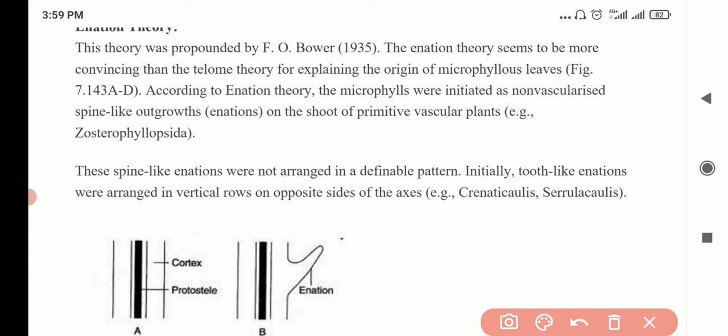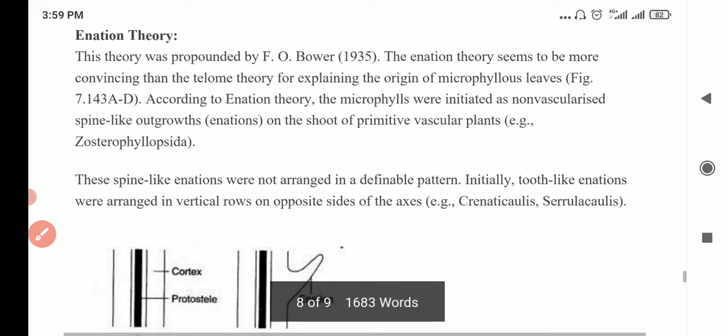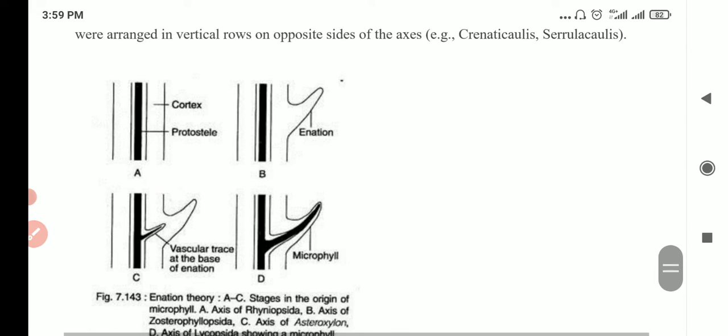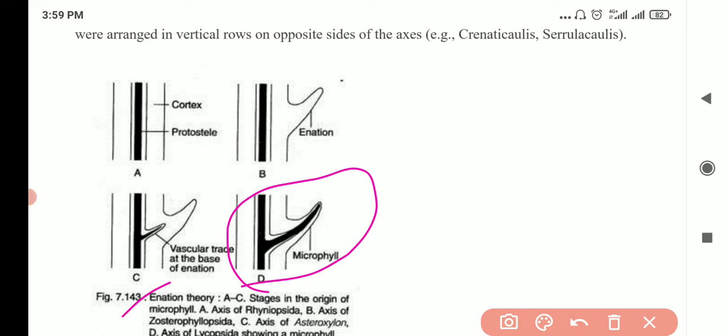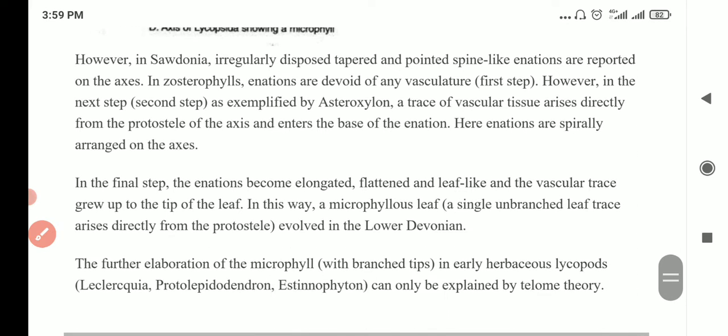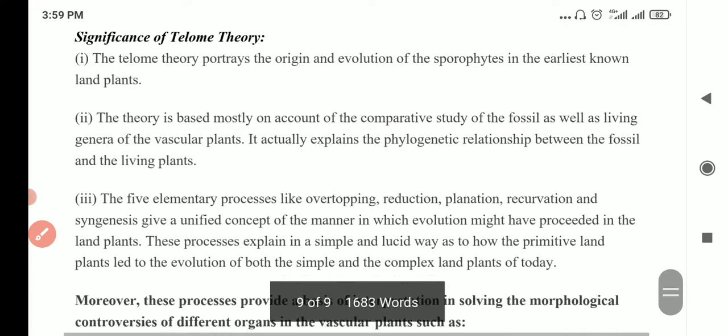Then there was a spine-like outgrowth. Then the vascular system went into the spine-like outgrowth. There it joined, as you can see in figure C, and then here you can see the spinal outgrowth protrudes until the very tip of the leaf. So that is why all leaves have veins. You can always explain from the diagram.